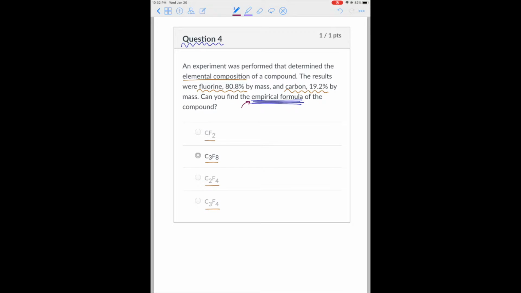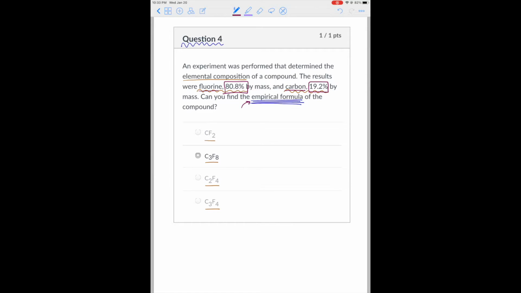So this problem is asking for the empirical formula of the given compound. The given compound's composition was provided, and it consists of fluorine and carbon. 80.8% of the compound is composed of fluorine by mass, and 19.2% of the compound is made up of carbon based on mass. Let's first identify what an empirical formula is, how to understand what these mass percentages are, and how the two are correlated with one another.